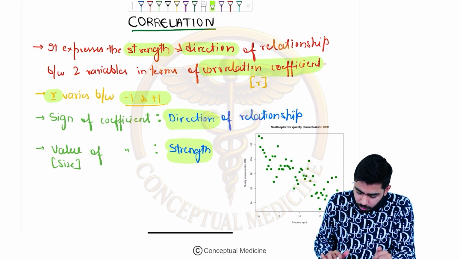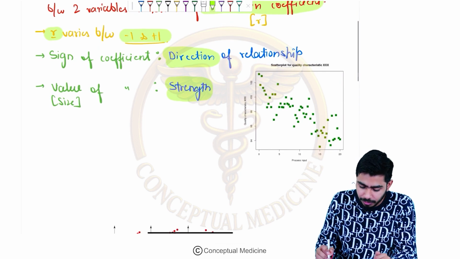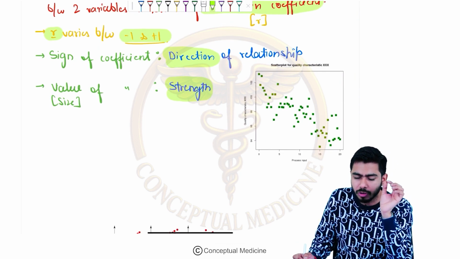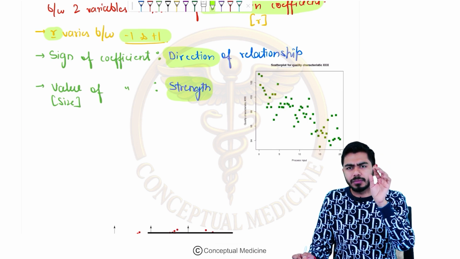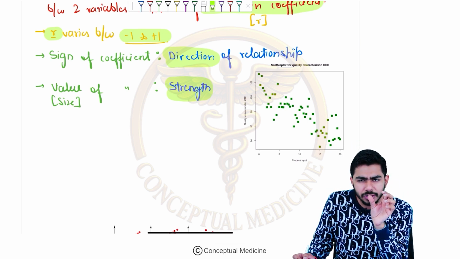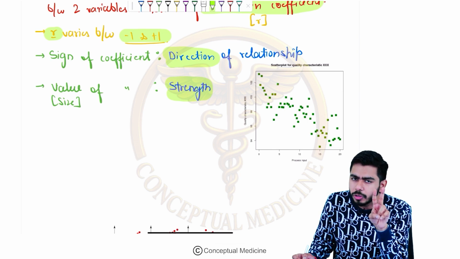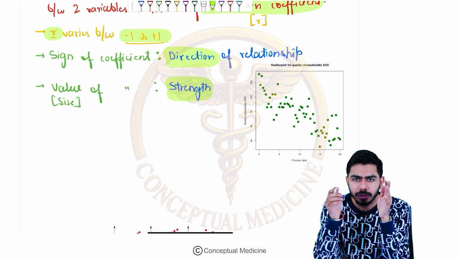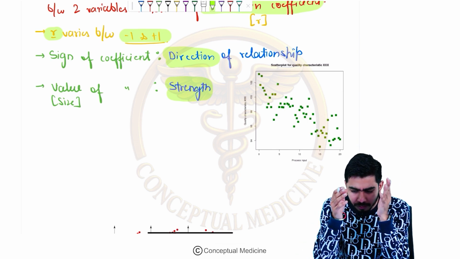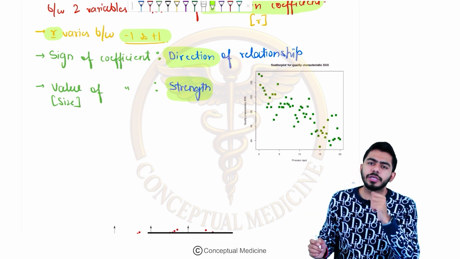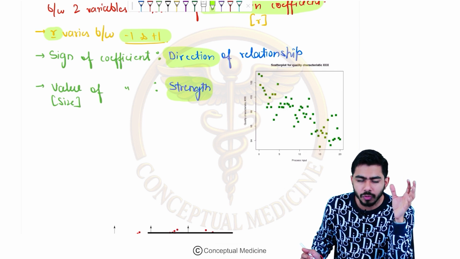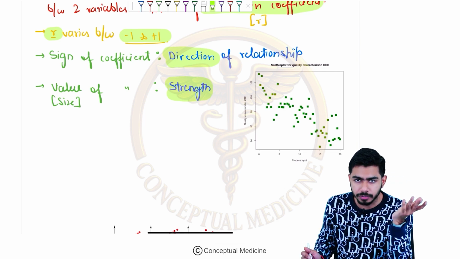Next point over here, if we talk about the coefficient of correlation, I told you first thing that the range is -1 to +1. The second point is whether it is strong or weak. So in what conditions will we say that the coefficient of correlation is stronger or weaker?